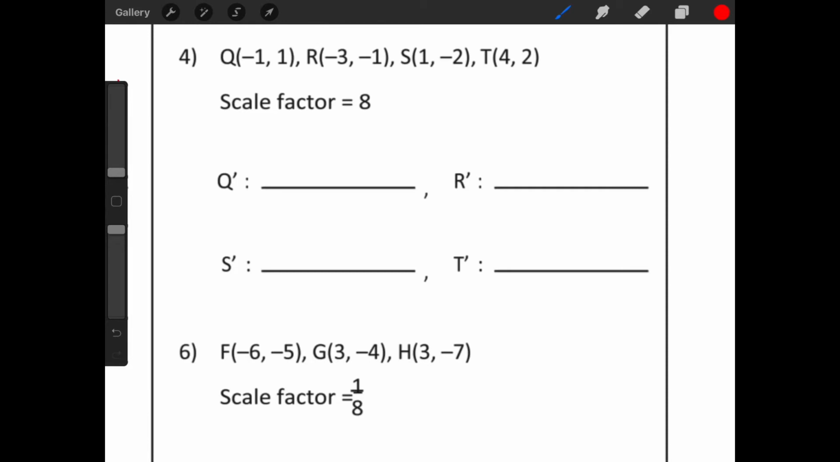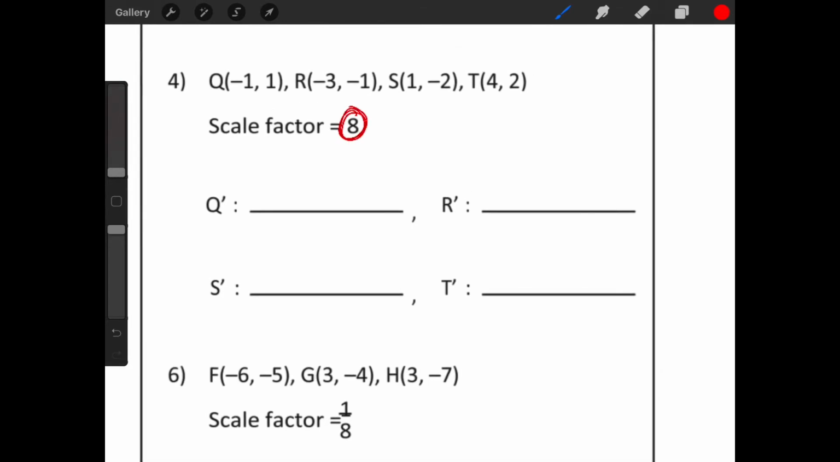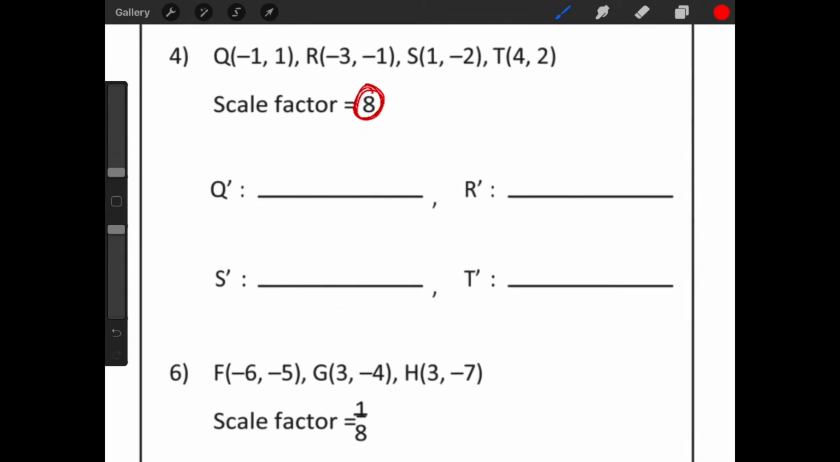All right. Number 4. With a scale factor of 8, our coordinates are about to get very, very large because we're going to multiply by 8. So let's go. This one's going to go a little faster because we're going to do our basic multiplication facts with the number 8. So -1 times 8 is -8. I'm just going left to right through all the coordinates. 1 times 8 is 8.